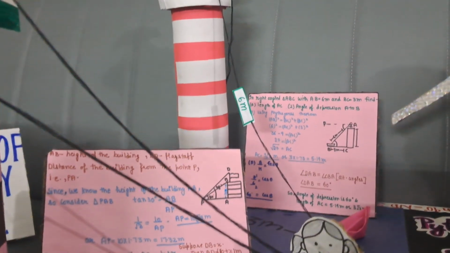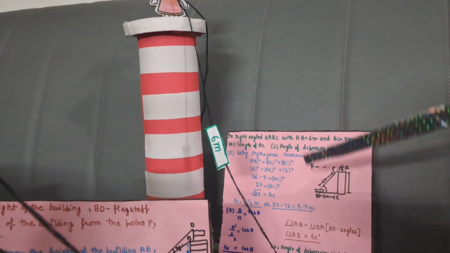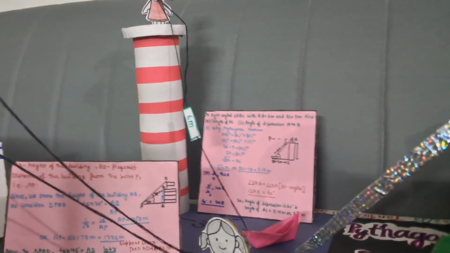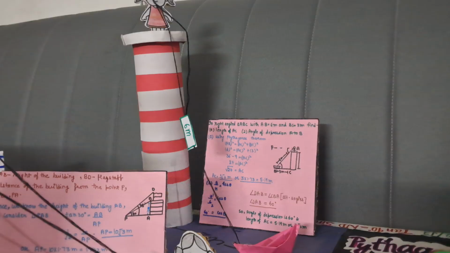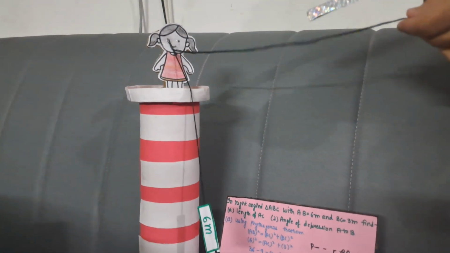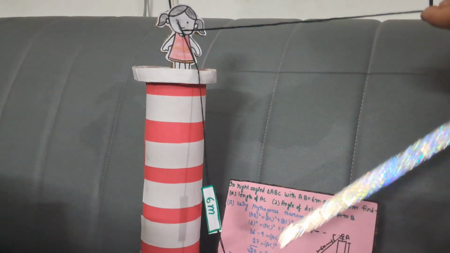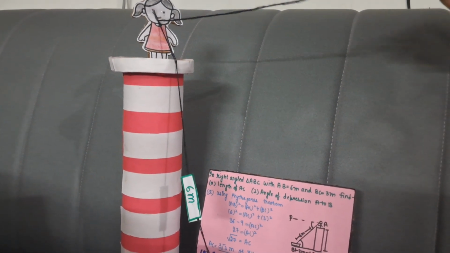Let's have a look at our last application of trigonometry. Imagine a scenario: the girl is standing at the top of the tower and she is looking at the boat, and we have to find the angle of depression. Let us understand what the angle of depression is. This is a horizontal line, this line is parallel to the ground, and this is the line of sight. So the angle of depression is the angle between the line of sight and the horizontal line.